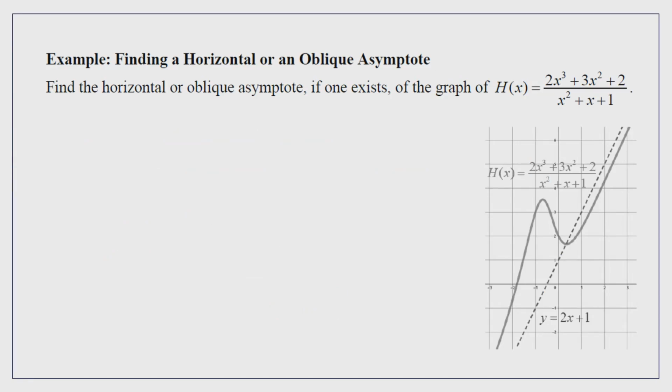For this example, we're asked to find the horizontal or oblique asymptote if one exists for the graph of h of x, 2x cubed plus 3x squared plus 2 divided by x squared plus x plus 1. Okay, so we have a visual here. And so we know that we are going to have an oblique asymptote, but we're going to confirm that using the definitions that we just found for finding horizontal and oblique asymptotes. And we're going to confirm what we see here in the graph.